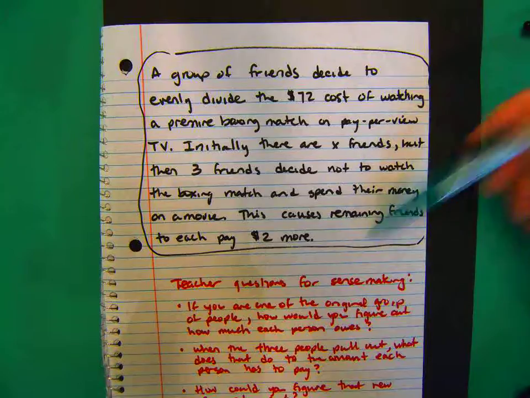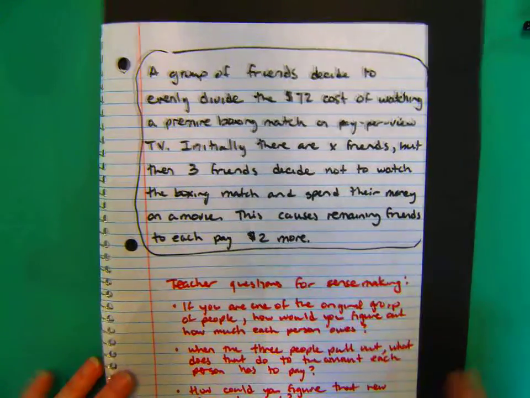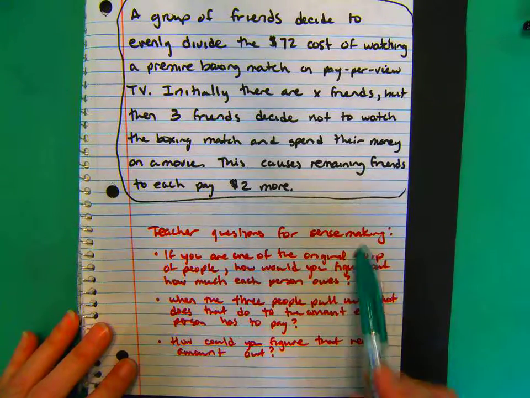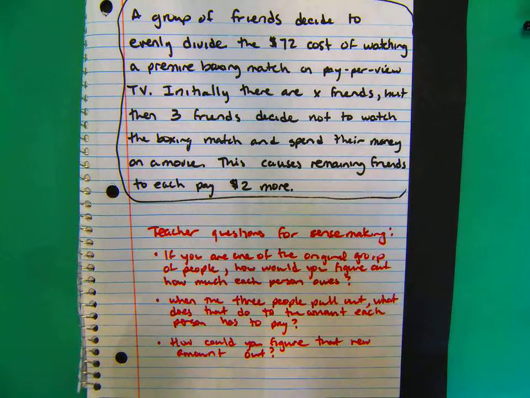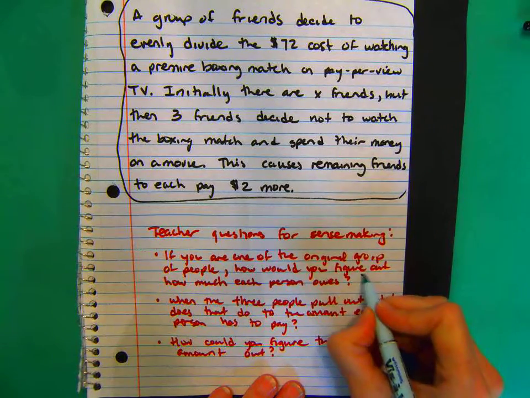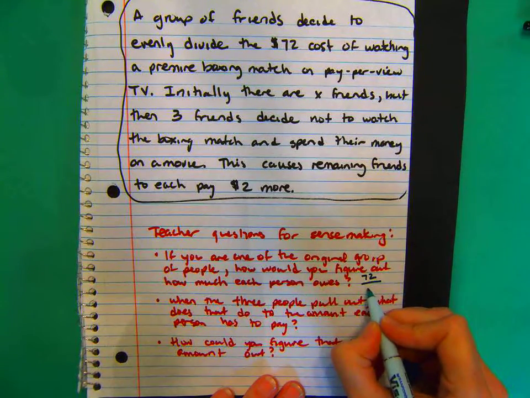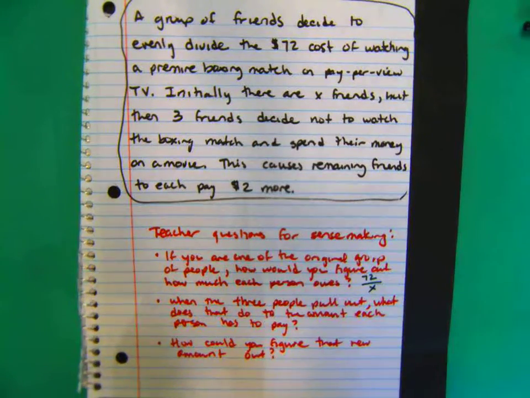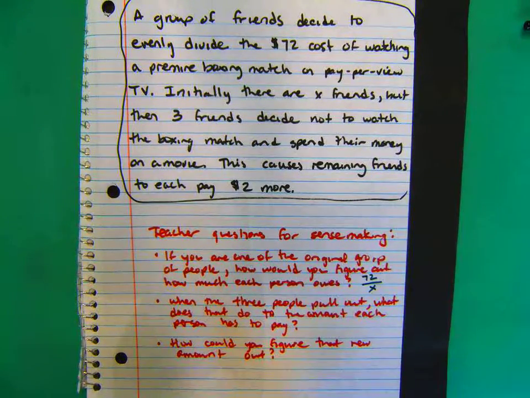And so to make sense of this problem, to get to maybe equations, you could ask: if you're one of the original group of people, how would you figure out how much each person owes? Most students have some kind of experience with this, and they would be able to tell you, well, I'm going to take the $72 and divide it by however many people there are, and that'll tell me how much I'm going to have to pay, and I can see if I have that money, or if I can afford to bail out and go to the movie for the same amount of money.